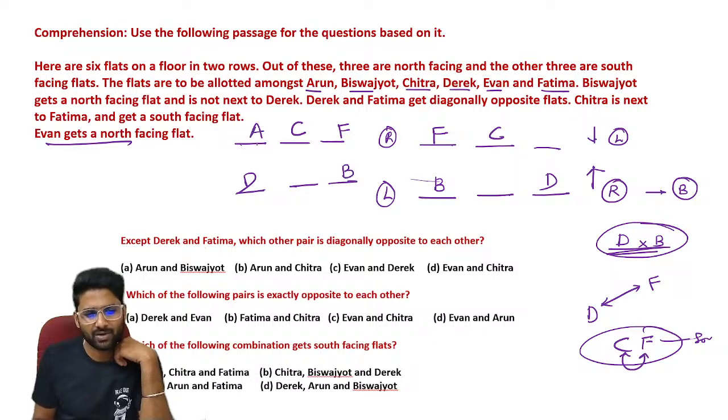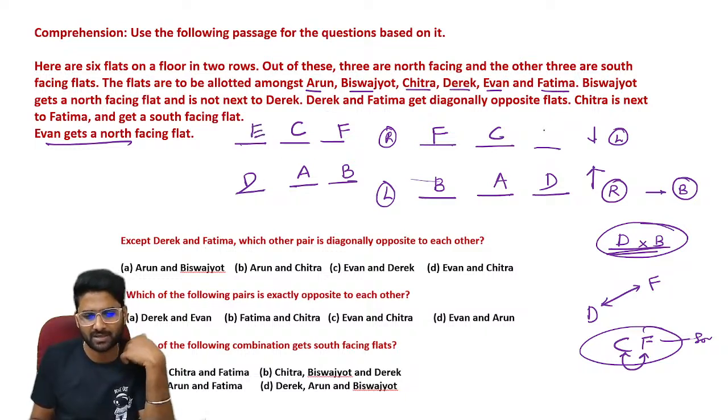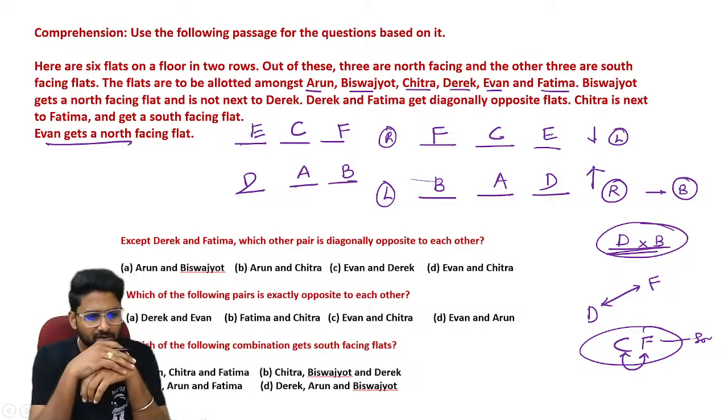And you can conclude A. Why? Because A gets north facing flat. Okay, let's take A here. Next, we have one person left: A, B, C, D, E. Conclude E here.